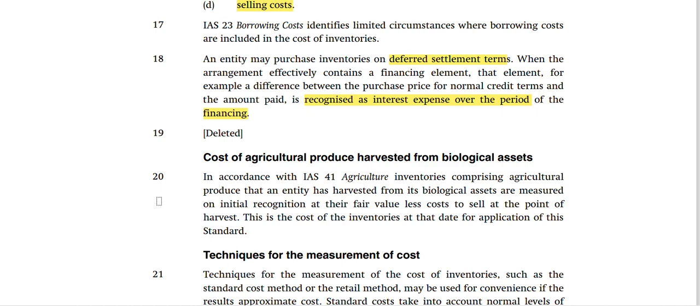Then we are going to look at paragraph 20. So what is in paragraph 20? Paragraph 20 looks at the cost of agricultural produce harvested from biological assets. In accordance with International Accounting Standard 41, agricultural inventory comprising agricultural produce that an entity has harvested from biological assets is measured on initial recognition at its fair value less cost to sell at the point of harvest. This is the cost of inventory at that date of application of the standard.